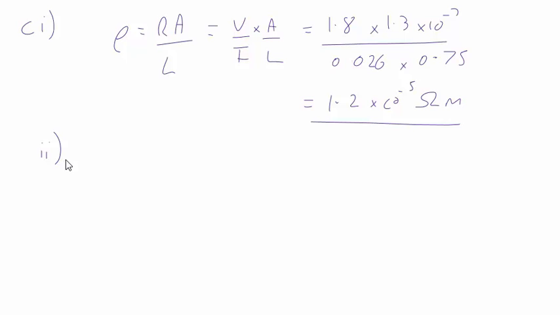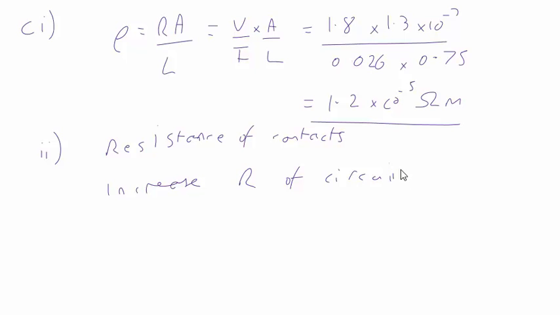In part 2, we're asked to explain one possible limitation of the experiment. Well, there's the resistance of the contacts, and this will give a higher resistance of the overall circuit, and so affect our values.